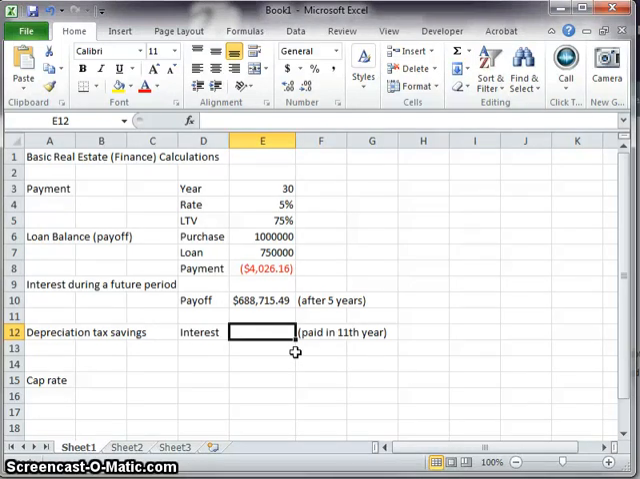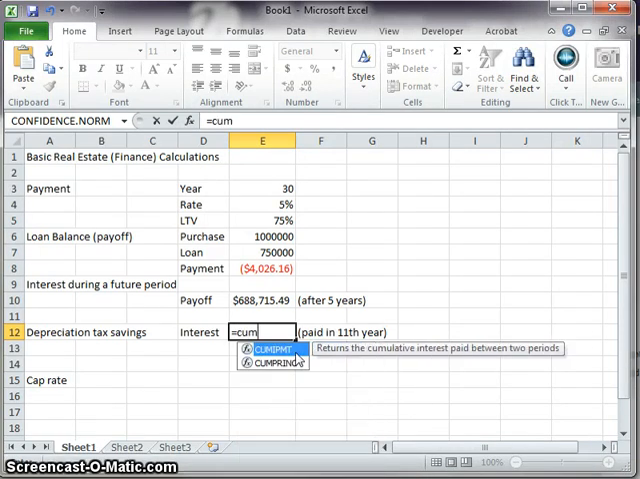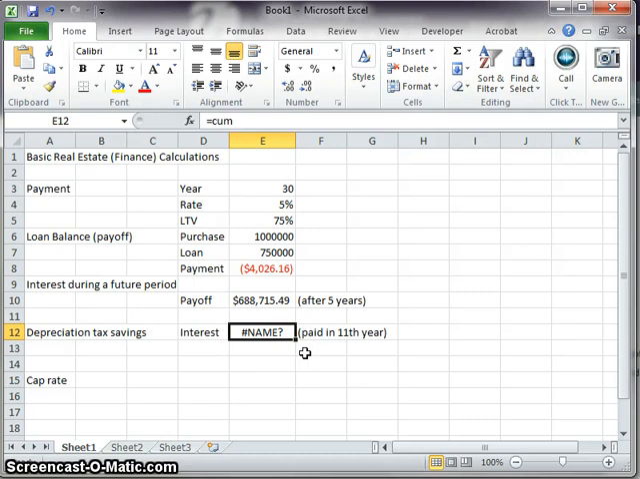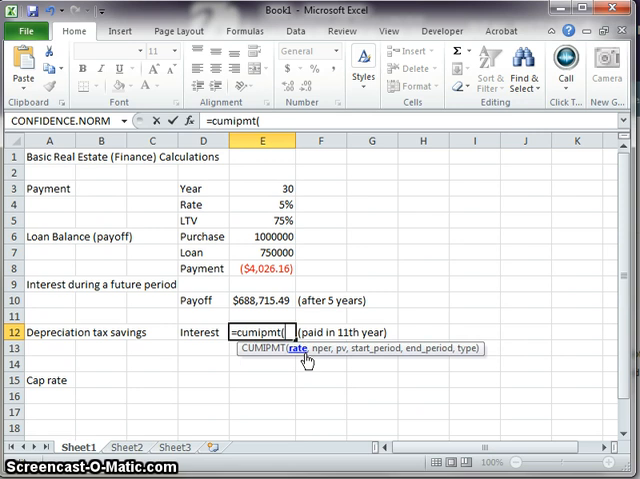So we are going to hit equals cumulative interest payment. We also have cumulative principal. So either one of these, this one will tell you the interest paid between two periods, and cumulative principal will tell you the principal paid between two periods. So I'm going to use the interest paid function here. I need to go ahead and put my rate, the one we used earlier, 5%, divided by 12 though, of course.